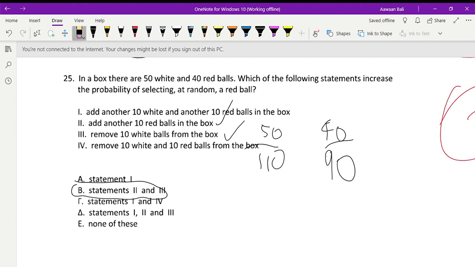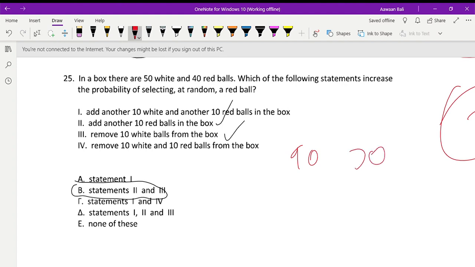But now let's just check IV. Remove 10 white and 10 red balls from the box, which means that from the 90 it will become 70, and from the 40 it will become 30. It's lessened. So therefore the answer is I, II and III.